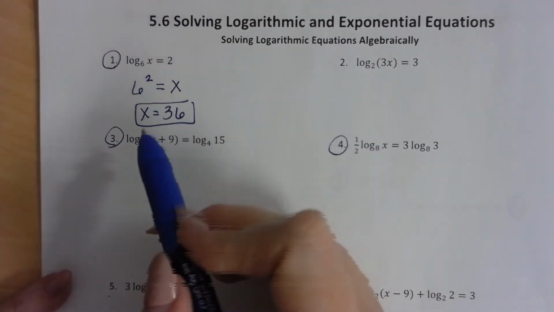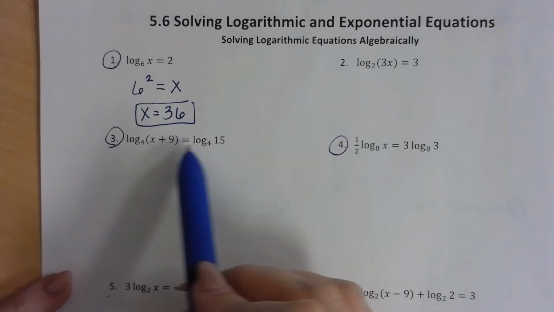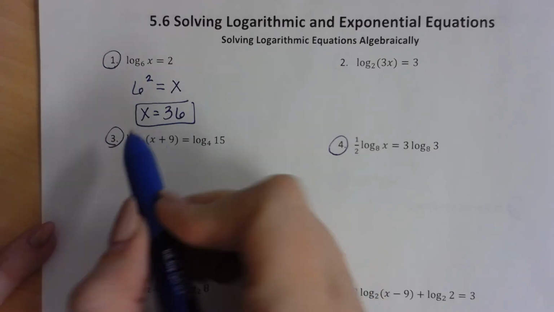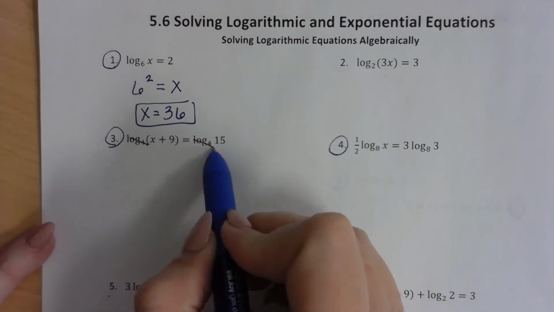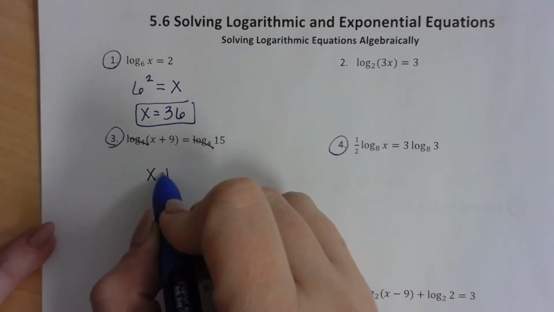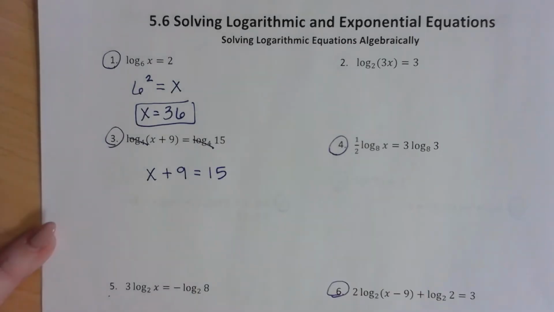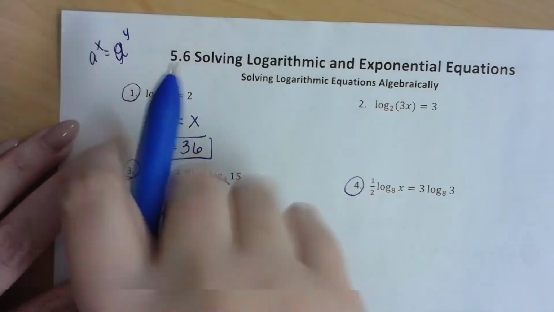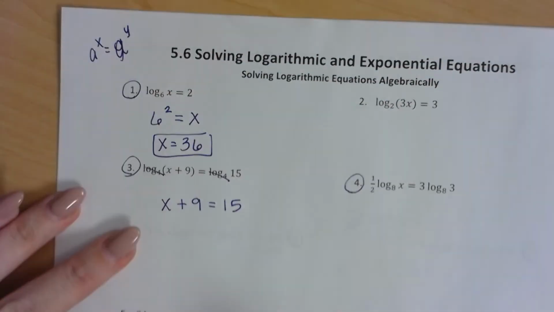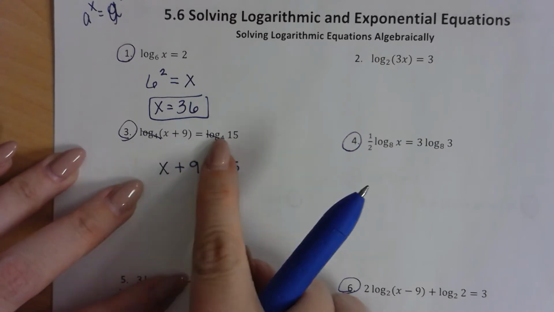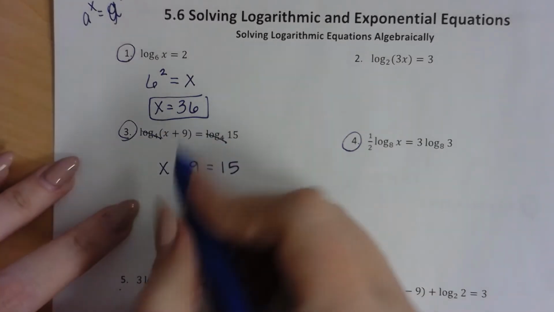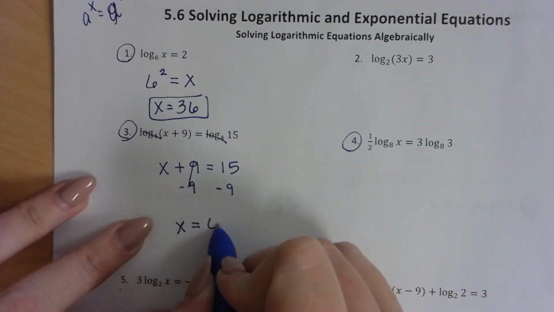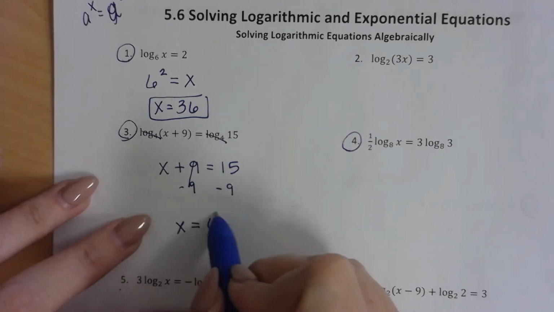Now number 3, this one is different, right? On this one, I can't rewrite it because I have logs on both sides. What happens when we have logs on both sides is that they essentially cancel each other out, leaving us just with x plus 9 equals 15. It's the same concept as if we have a to the x equals a to the y. If the bases are the same, then the exponents are the same. If the logs are the same, then the insides are the same. Then we just use our basic algebra to solve. Make sure that this doesn't make anything negative.